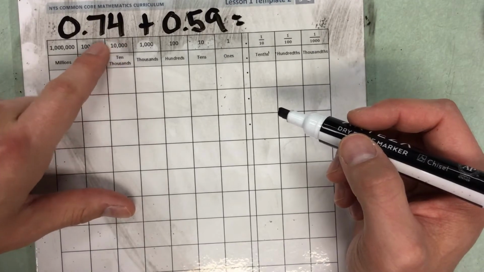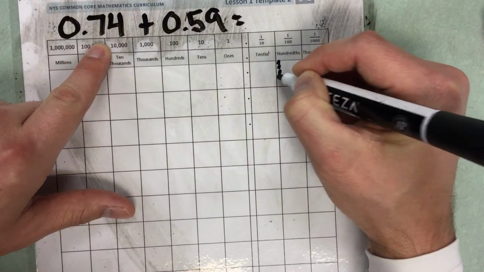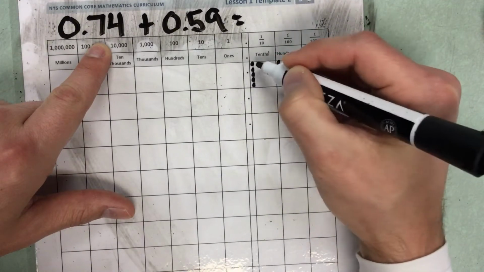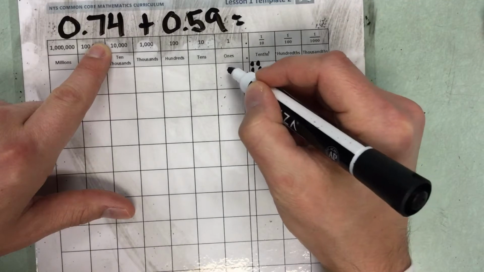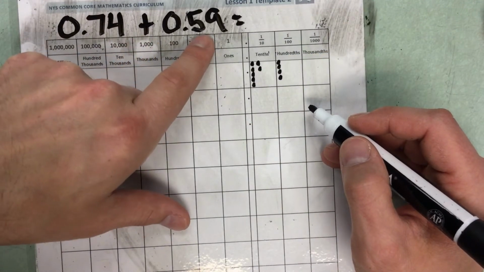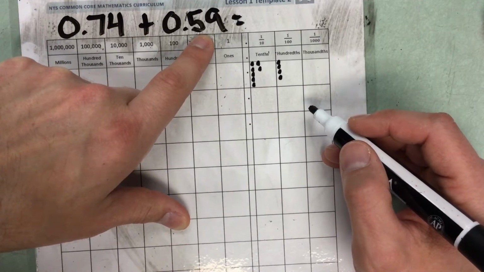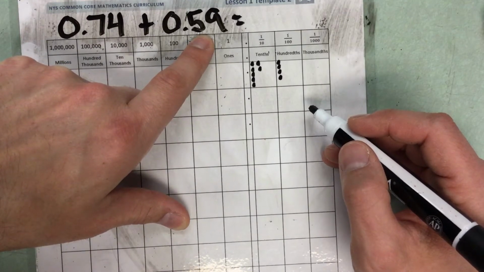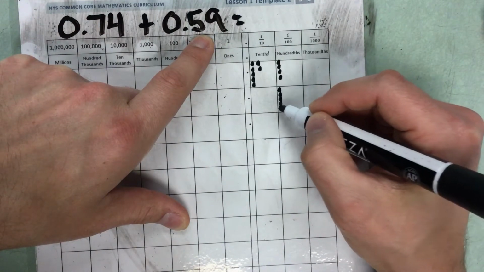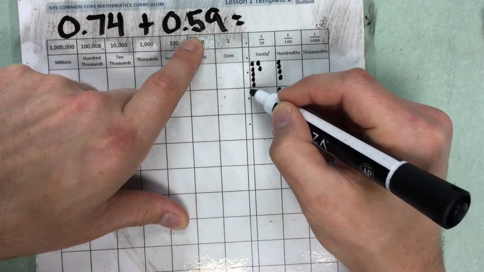So let's start with 74 hundredths. That would be 4 hundredths and 7 tenths and 0 ones. Let's move on and put 59 hundredths in our place value chart. Go ahead and pause this video and put 59 hundredths in your place value chart. That would give me 9 hundredths and 5 tenths.